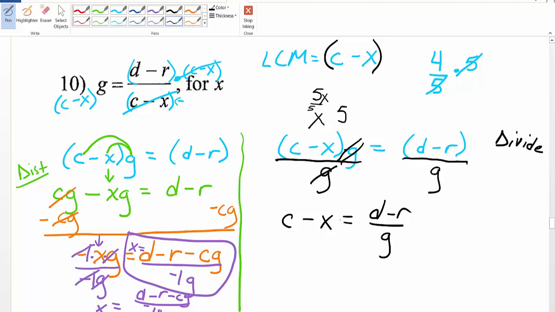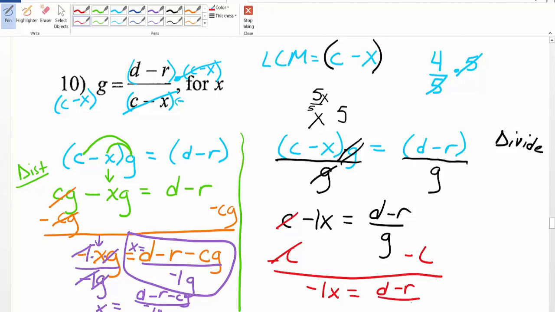Well, our end game is to get x still all by himself. Right now it's not. We still have a c, and we still have a negative 1 in front of it. There are a variety of ways that we could proceed, but you'd probably subtract c from both sides. Again, I'm just showing us some of the more mainstream ones. When we do that, we end up with negative 1x equals d minus r all over g, minus c. This negative c is not part of our d minus r over g.